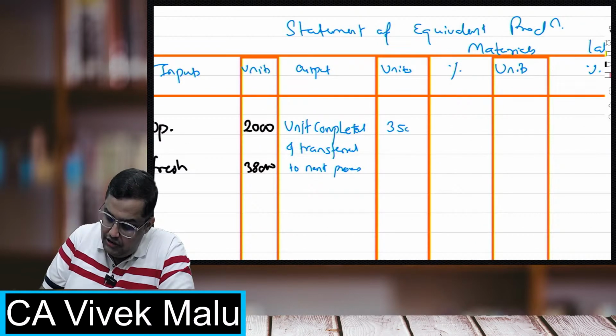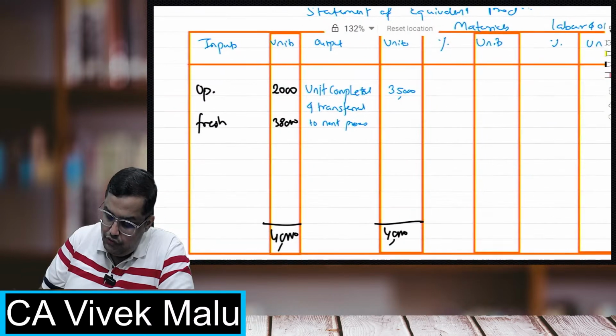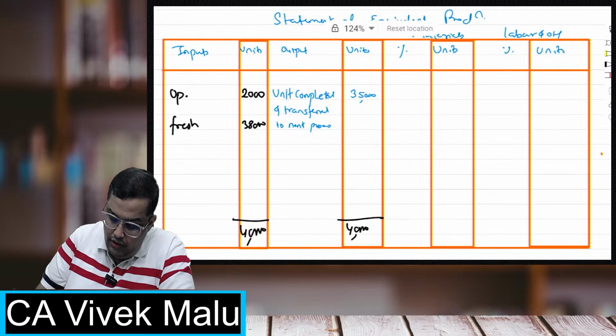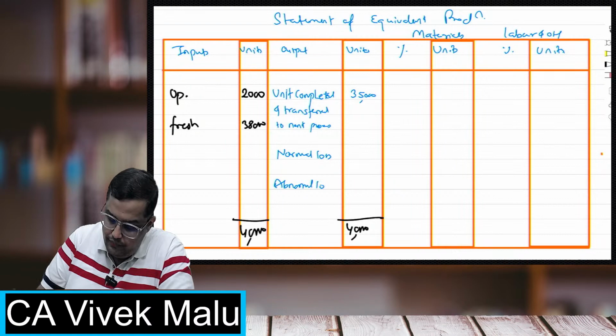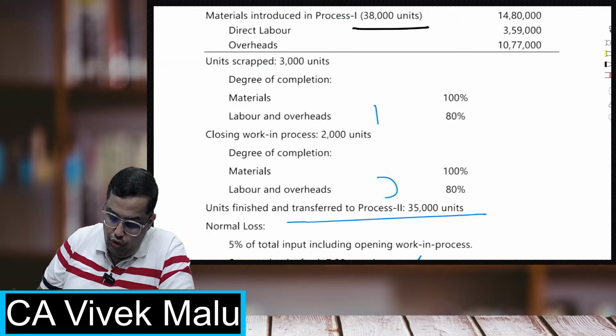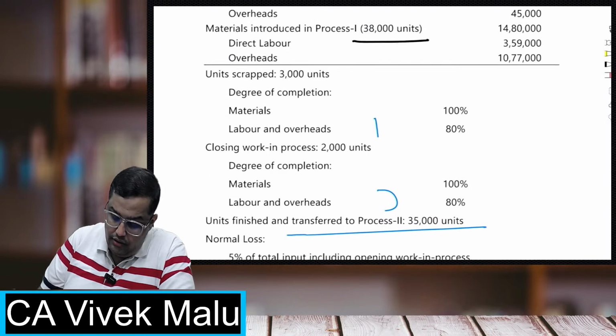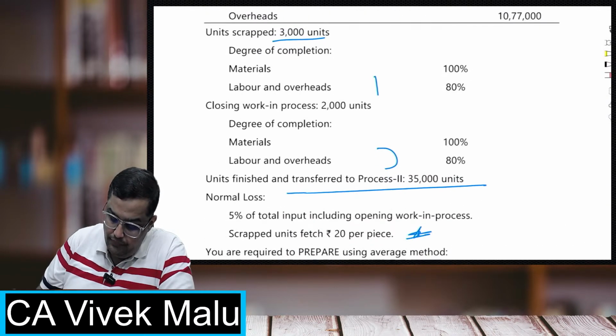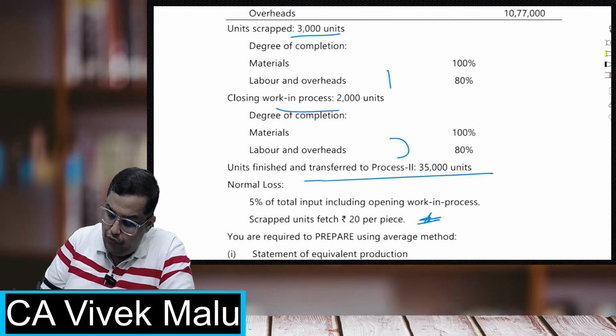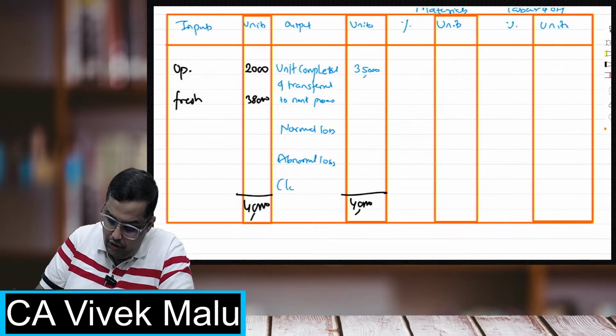I'll add the percentages afterwards. Okay, 35,000 units. Then how much is the normal loss and how much is the abnormal loss? Now he has told you that units scrapped were 3,000. Okay, there is some closing WIP of 2,000 units. Closing WIP, that is how many units? 2,000 units is the closing WIP.